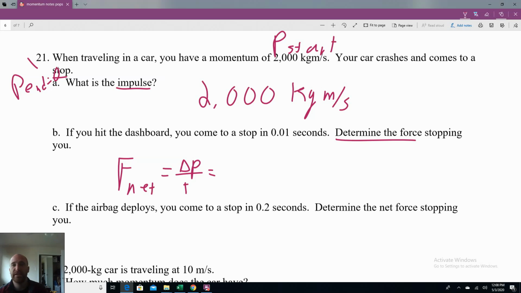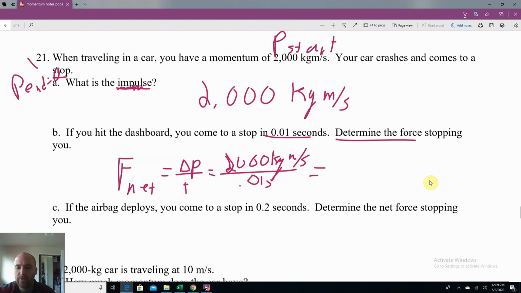Now remember, delta P, that's change in momentum. Another word for change in momentum is impulse. And I think that's exactly what we found, right? We found the impulse before. It was 2,000. So I'm going to plug that 2,000 in as the change in momentum, kilogram-meter per second. Over a time of, well, I said 0.01 seconds. That sounds like a time. So 0.01 seconds. All right. 2,000 divided by 0.01 is 20,000 newtons of force. That's a lot of force that you experienced in this car crash.